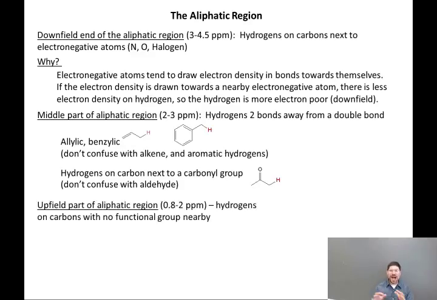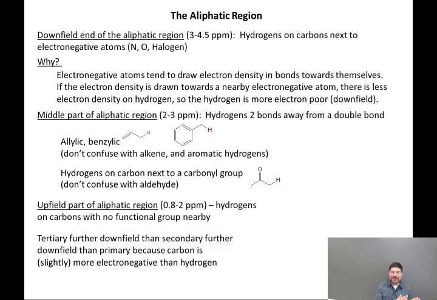And then finally, the upfield part of the aliphatic region is the region between 0.8 and 2 ppm. And this is where you will find hydrogens on carbons with no functional group nearby. So these tend to be at the ends of chains or ethyl groups, etc., that don't have anything else nearby. So tertiary is within this region, between 0.8 and 2. Tertiary tends to be further downfield, 1.5 to 2. Then secondary, 1.2 to 1.5. And then finally primary, or methyl, 0.8 to 1.2.